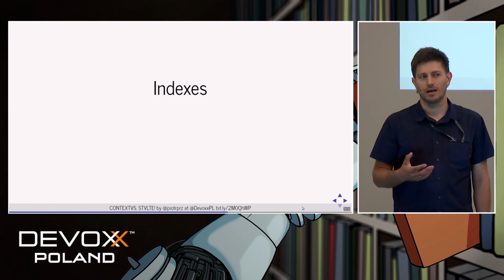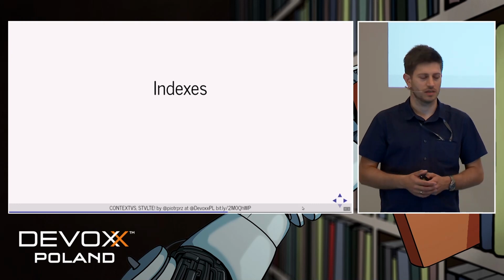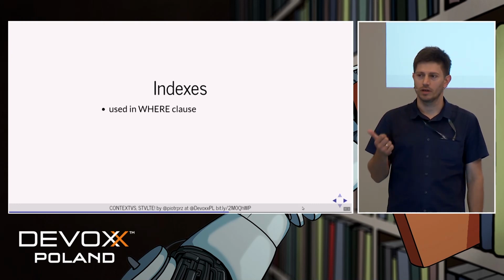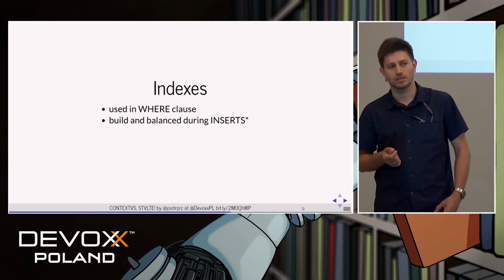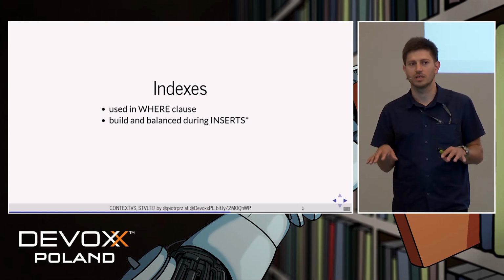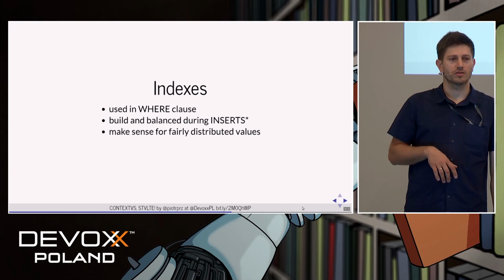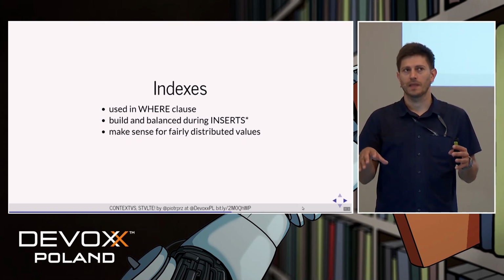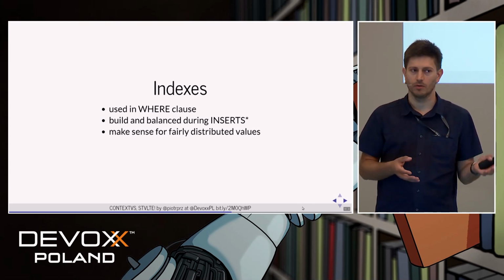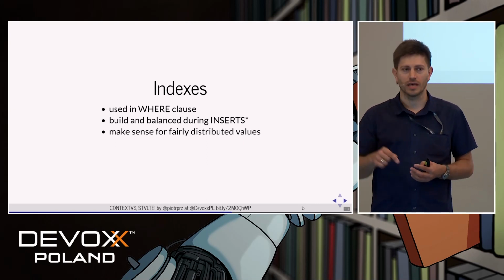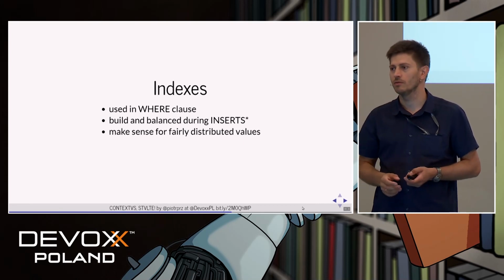Indexes are perceived as a means of making your application or your database faster. Remember that indexes are used only in WHERE clauses. If you don't have WHERE clauses in your query, they're not going to be used. They are built and balanced using red-black trees or other trees during inserts. Well, not only, but let's say inserts. And they make sense for fairly distributed values. If you have a country code of a shipping address, and 95% of your shipments go to one country, let's say Poland, PL, or Germany, DE, and you have an index on that field, it doesn't make much sense to index 95% of the data being exactly the same value.